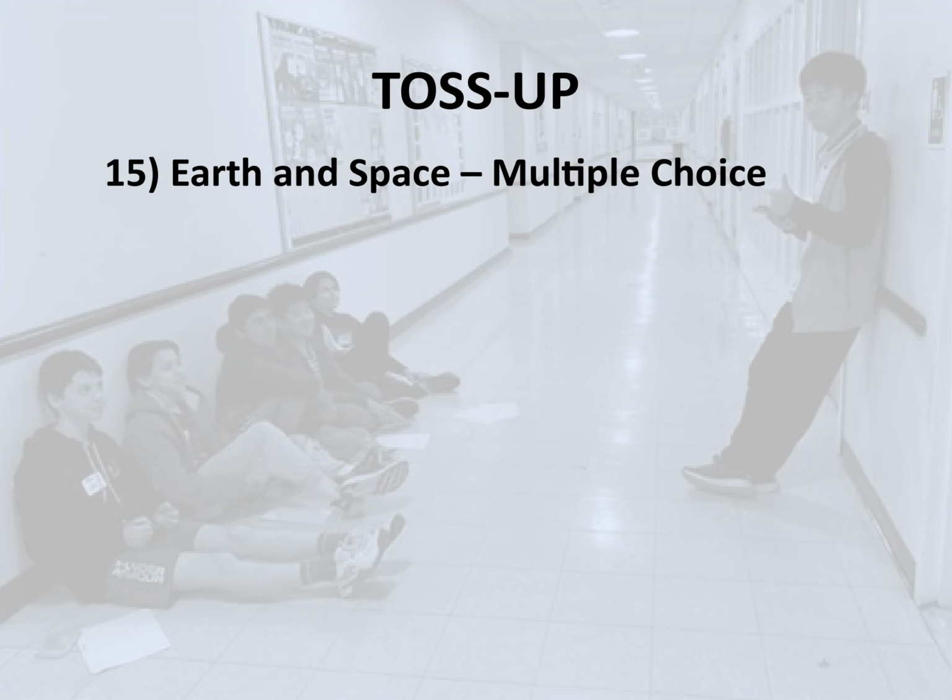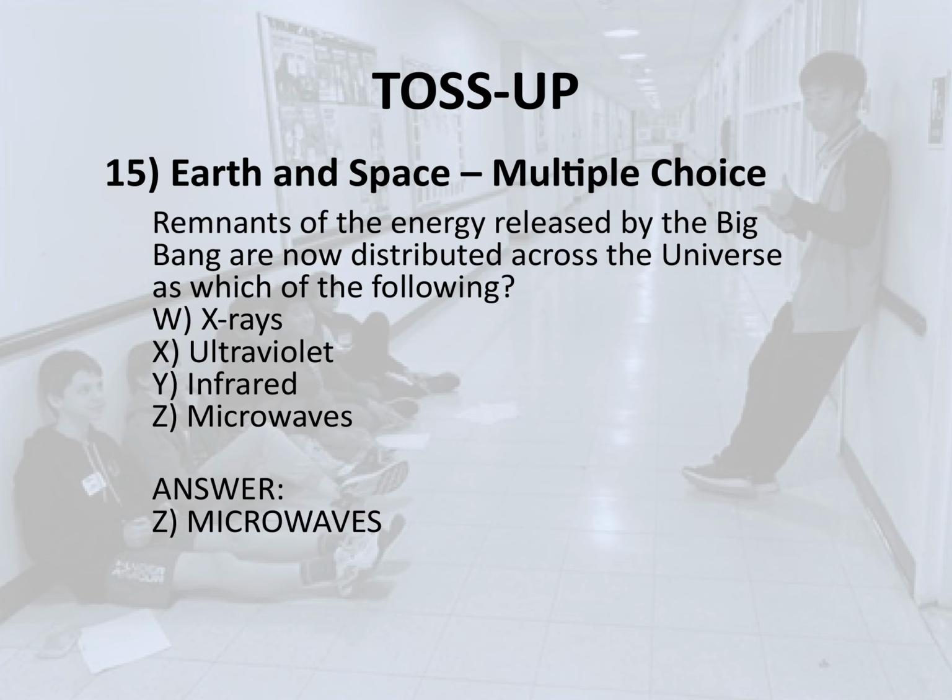Toss-up, 15. Earth and space, multiple choice. Remnants of the energy released by the Big Bang are now distributed across the universe as which of the following? W. X-rays. X. Ultraviolet. Y. Infrared. Z. Microwaves. Answer. Z. Microwaves.